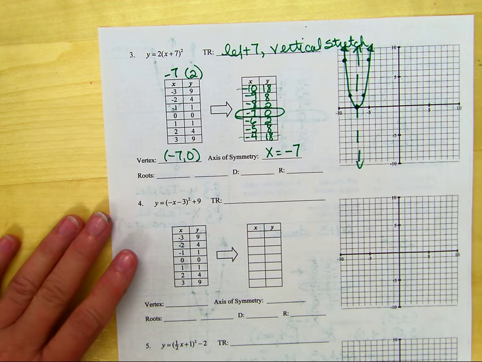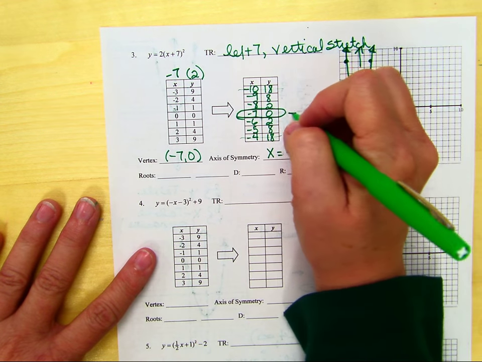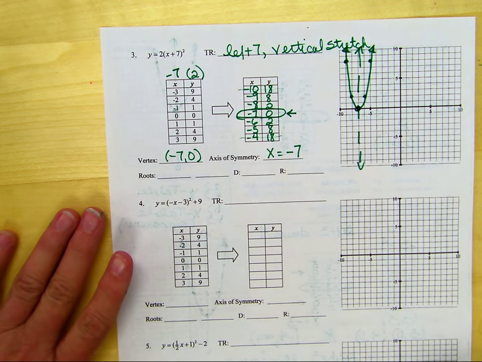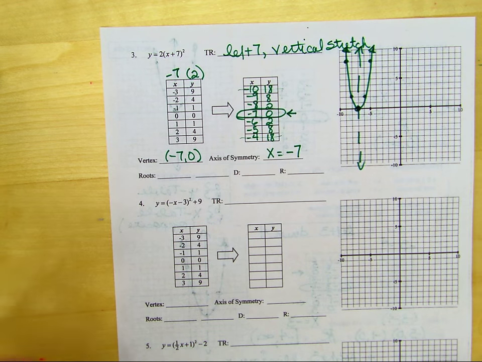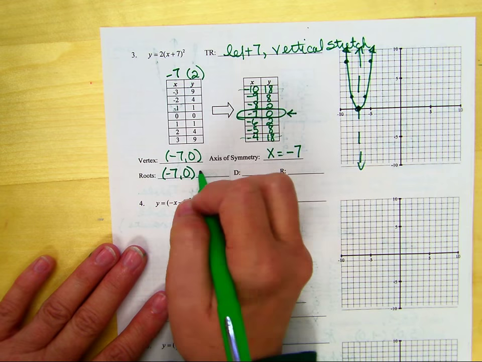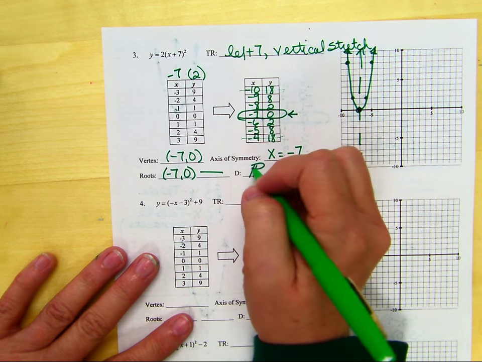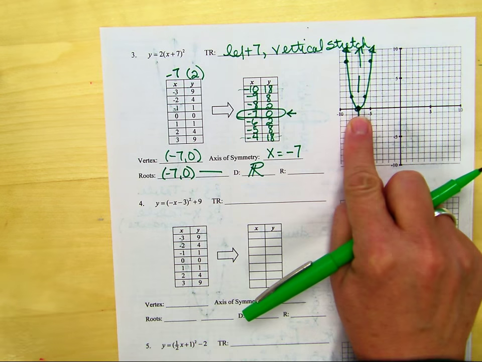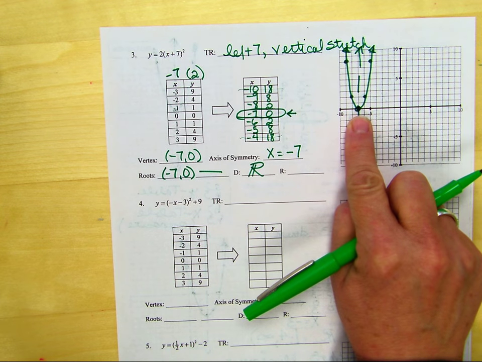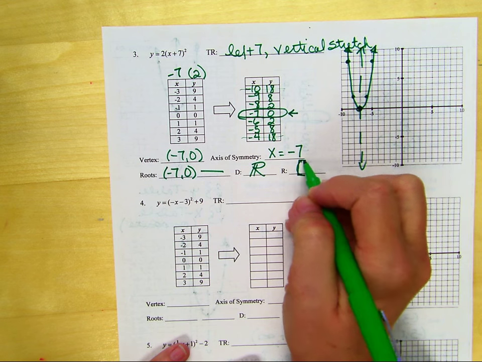Roots, I can see on the graph there's only one. That's where the y value is 0. Those are my roots. Roots, zeros, x-intercepts, they're all the same thing. So my only root is -7, 0. My domain is all real, and my range begins here where the y value is 0. Oops, sorry, including 0, and goes through infinity.